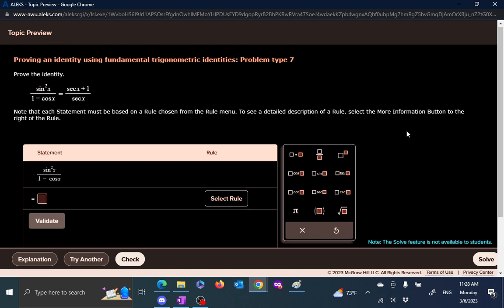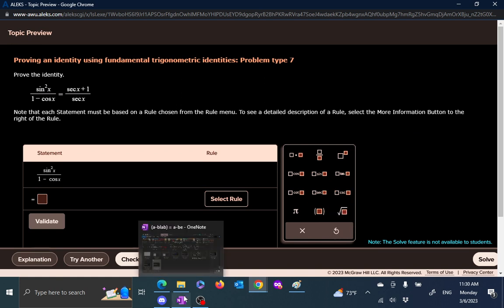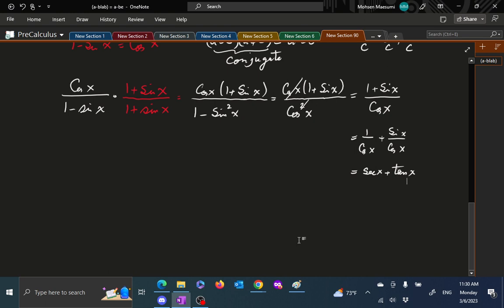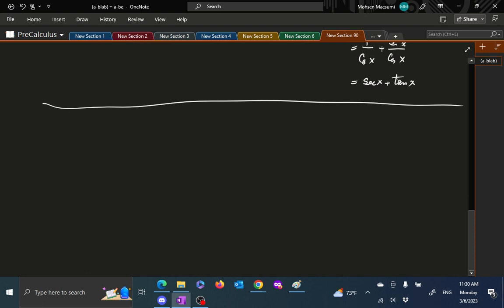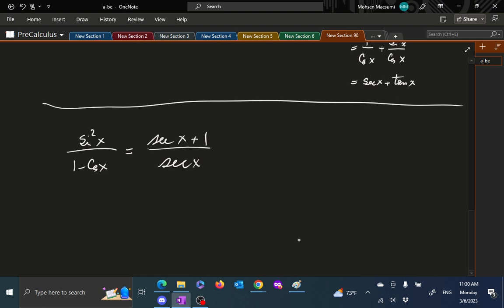Now, how about this problem itself? So let's again try to go on paper first. What do I have? I had sine square of x over 1 minus cosine of x. I want to show this is secant of x plus 1 over secant of x. Okay, and again, our software asked to go from the left side to the right hand side one rule at a time.